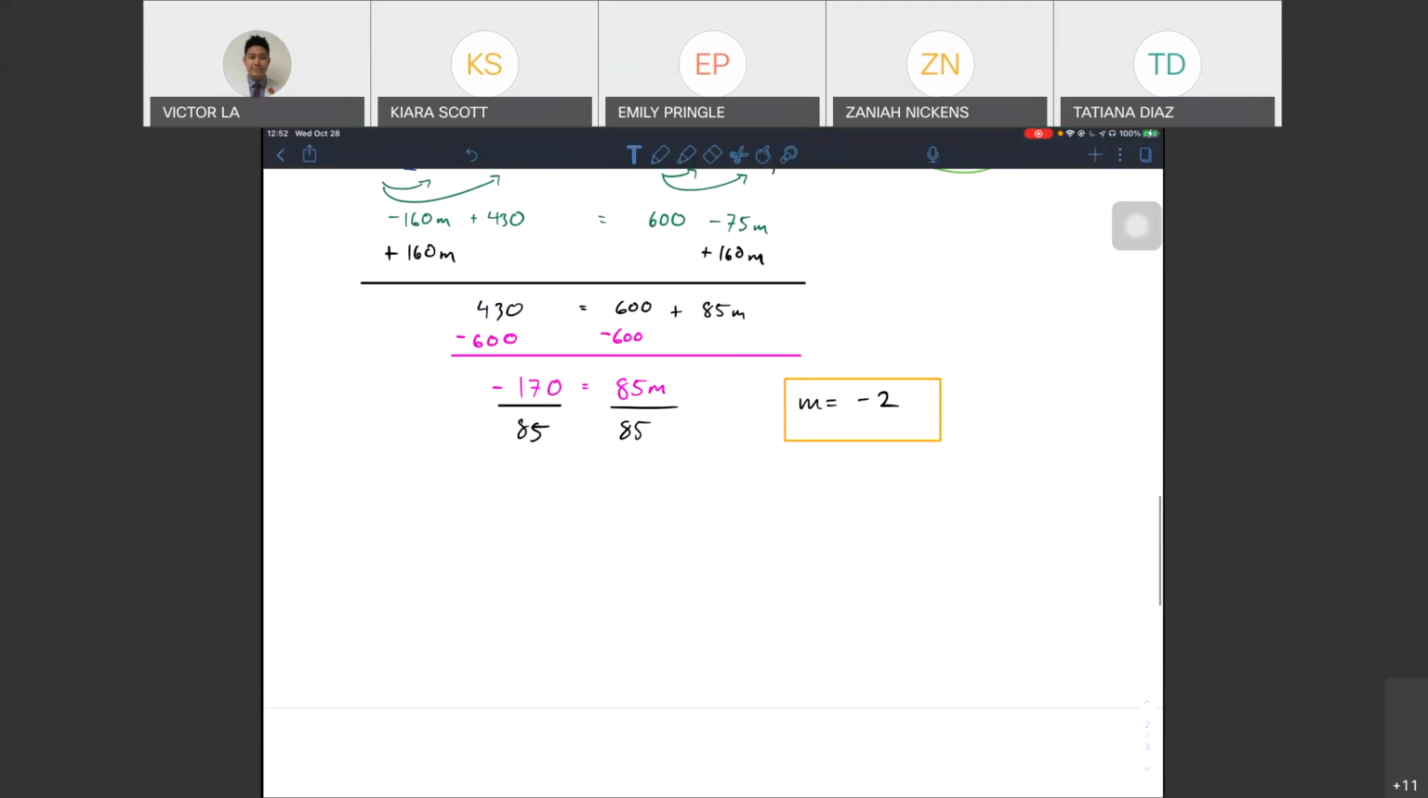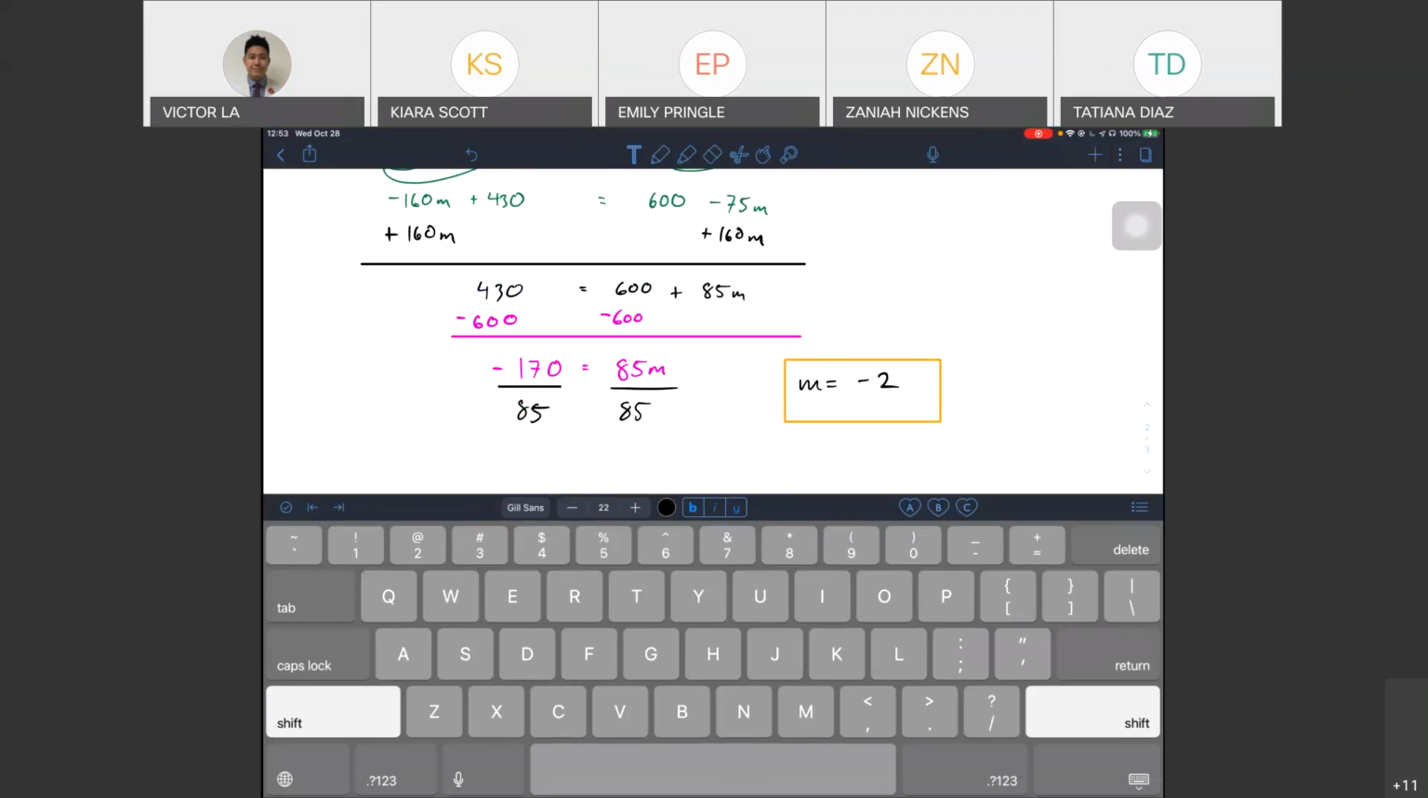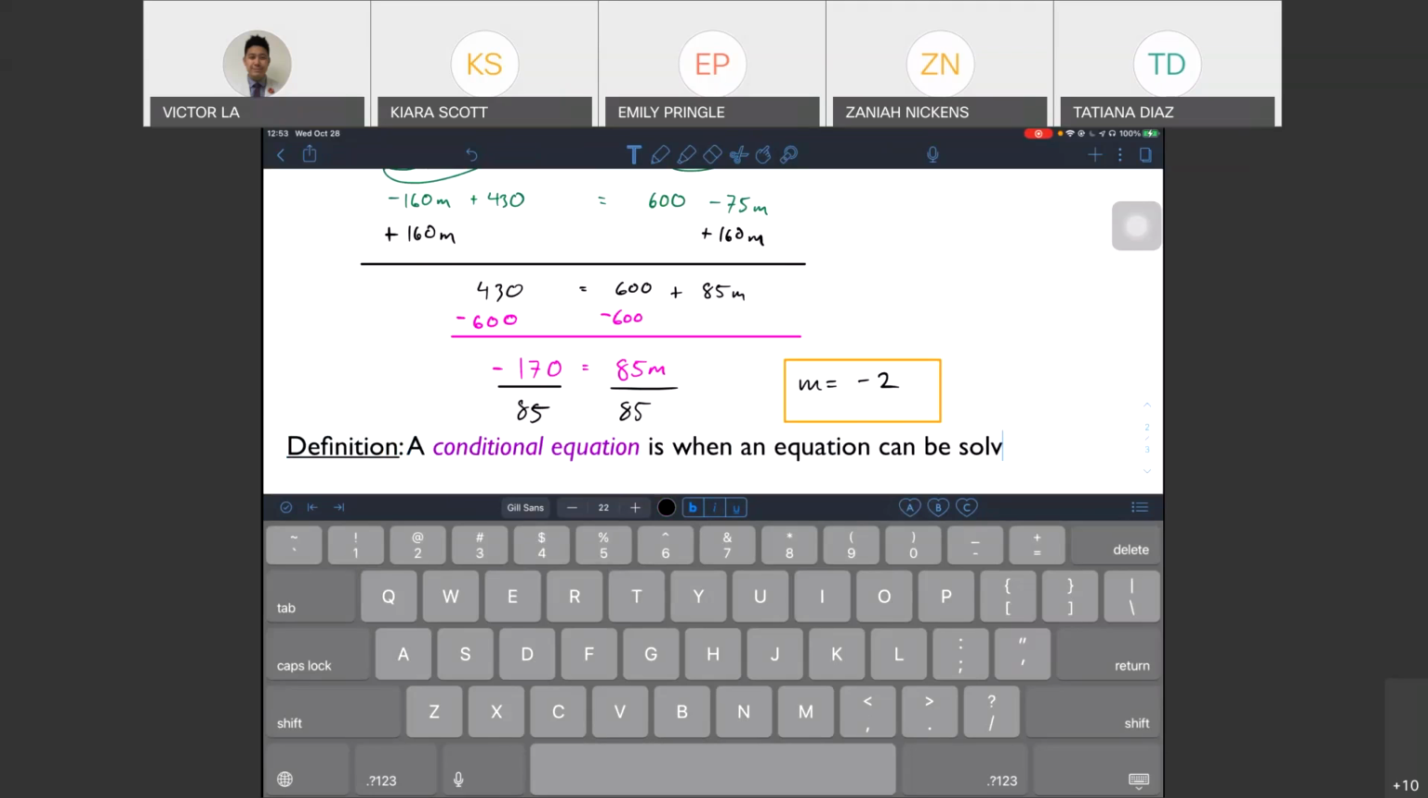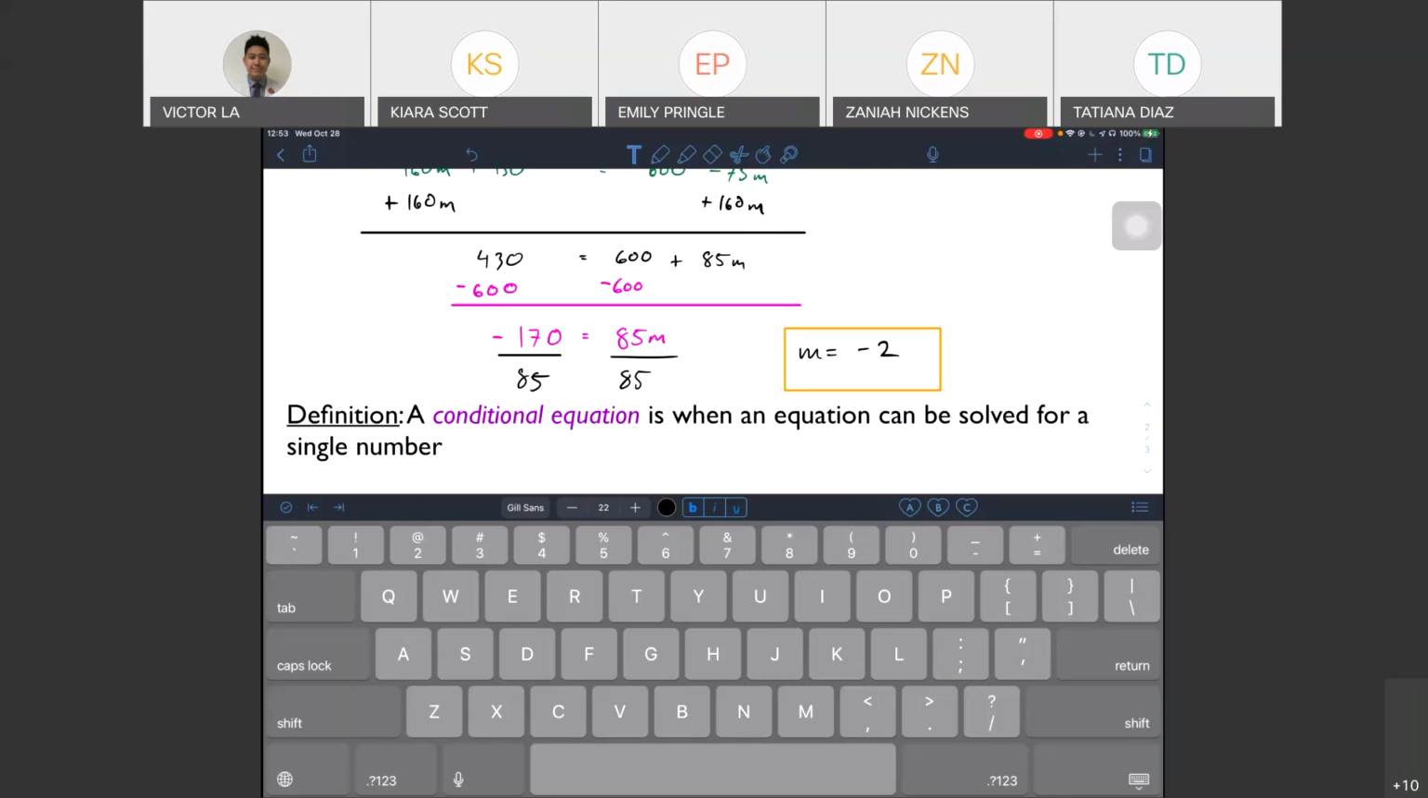So, definition. A conditional equation is when an equation can be solved for a single number. In mathematics, they call that a unique solution, right? And if you think about it in terms of what the word unique means, when you look at m equals -2 from the previous example, that's a unique answer, because there is no other answer that can give you that answer. Does that make sense?